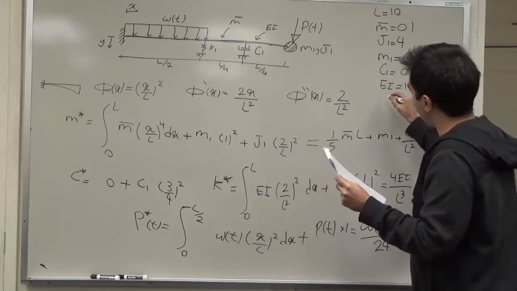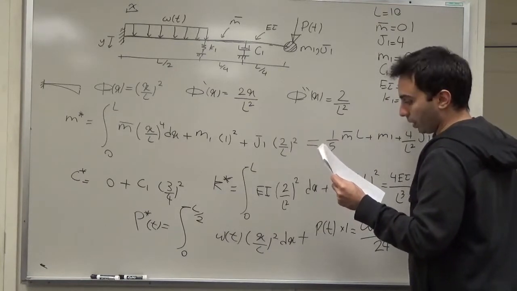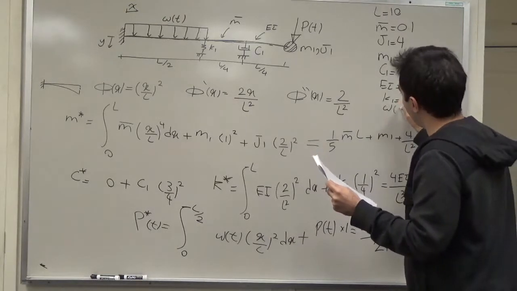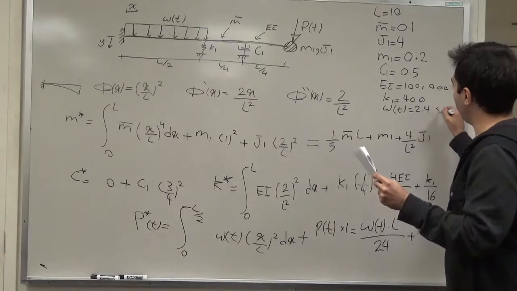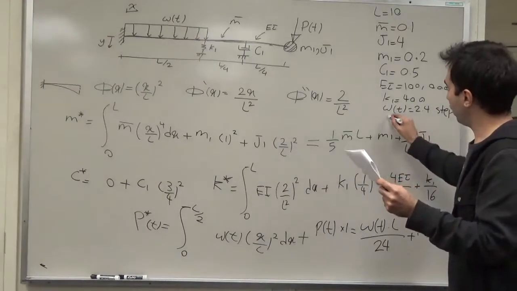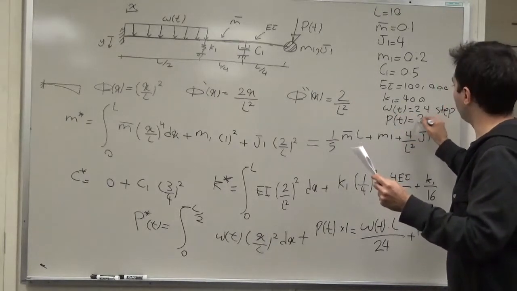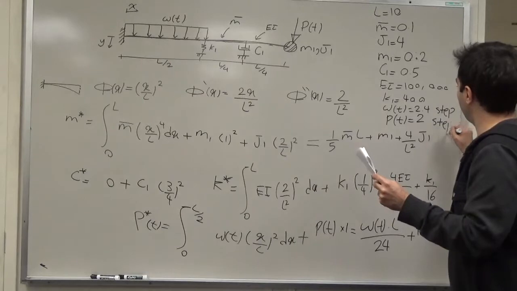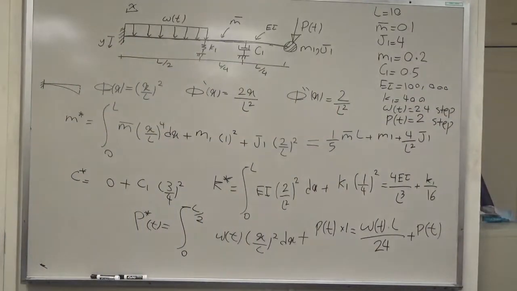K1 is 400. WT is 2.4 step. And PT is 2 step. Now we made an error on the K1 or something when we were, yeah.